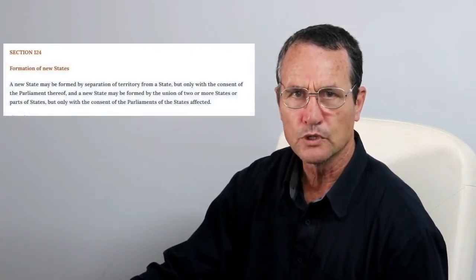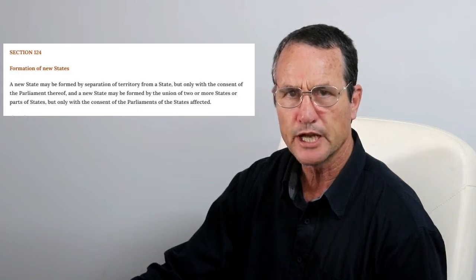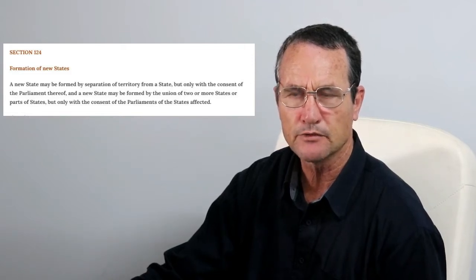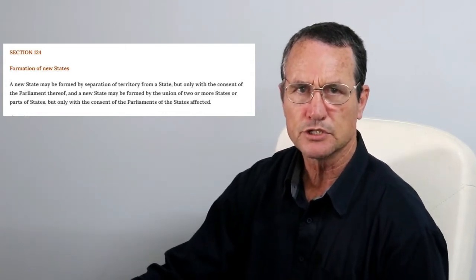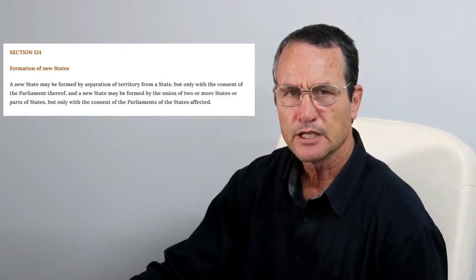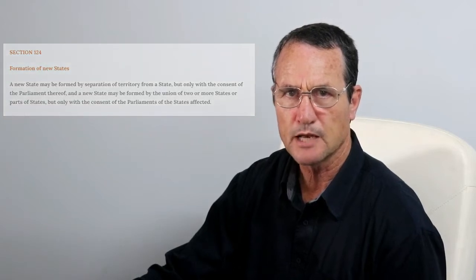Section 124 also protects the existing states' authority over their geographical area by ensuring that any proposed alteration to state boundaries must first obtain the consent of the Parliament of the affected state. The only requirement as far as the Commonwealth Government is concerned is the consent of the Parliament of the existing state. As far as the state of New South Wales is concerned, the only requirement is the consent of the New South Wales Parliament. In the example of the separation of the Australian Capital Territory from New South Wales in 1911, this separation was accomplished with only the consent of the Parliament of New South Wales.